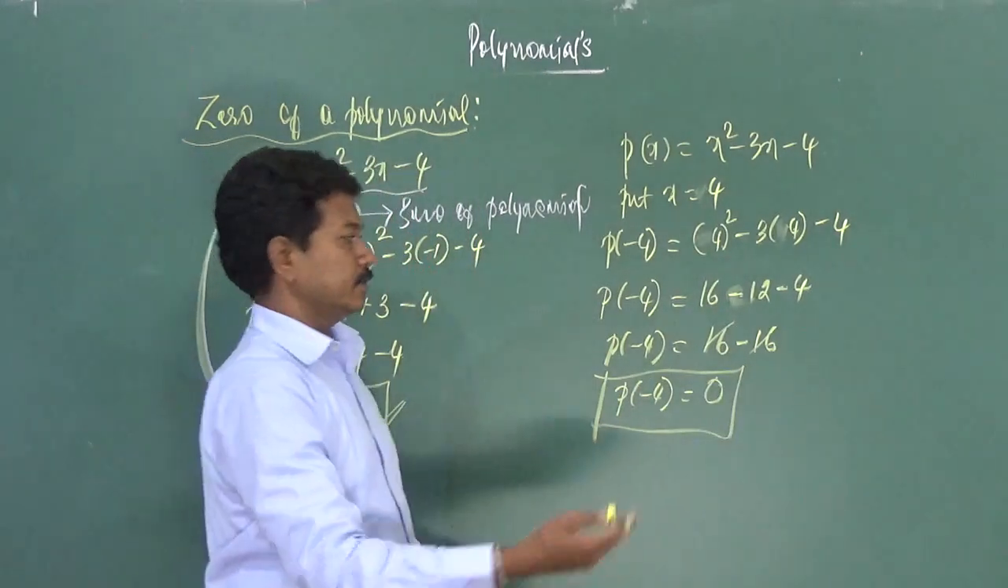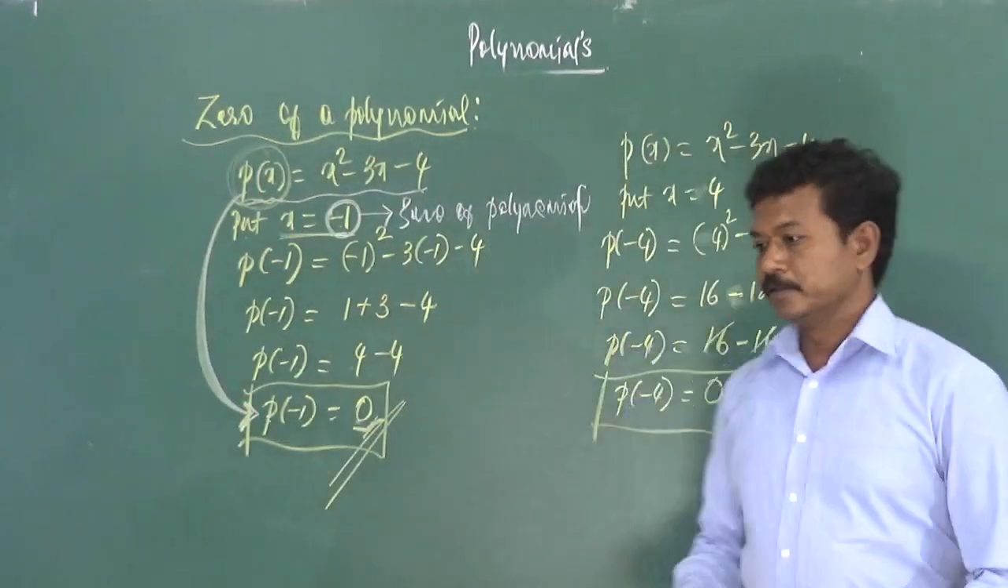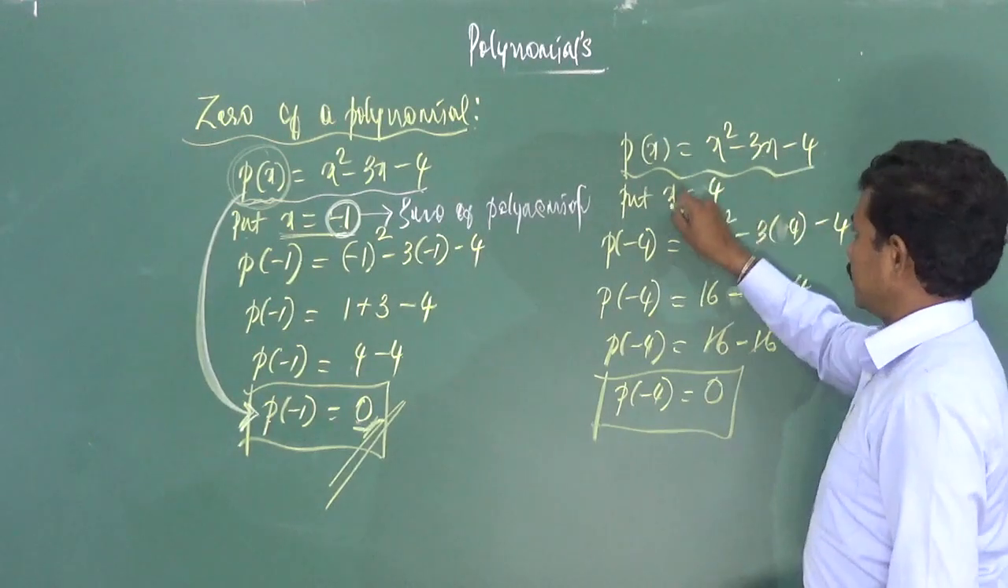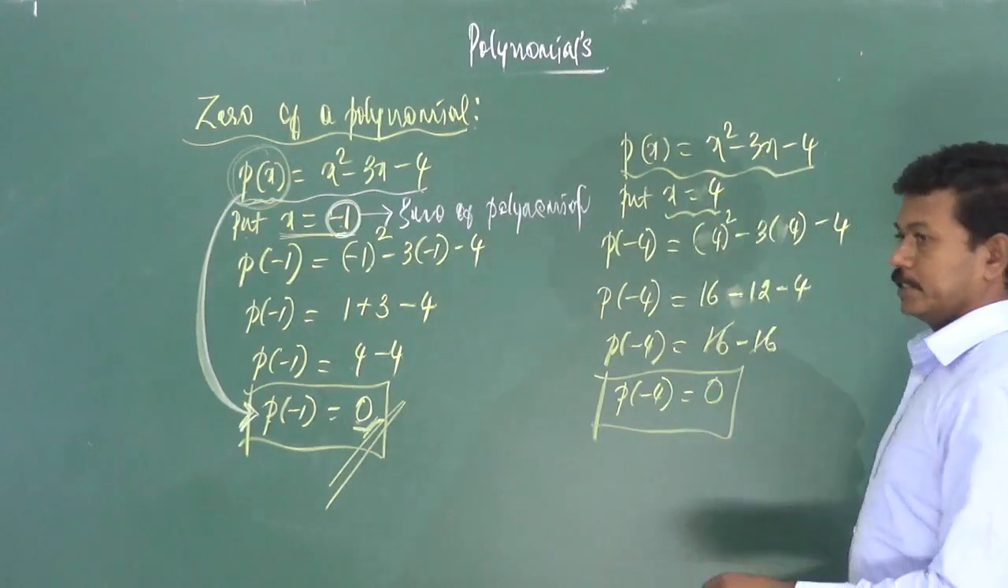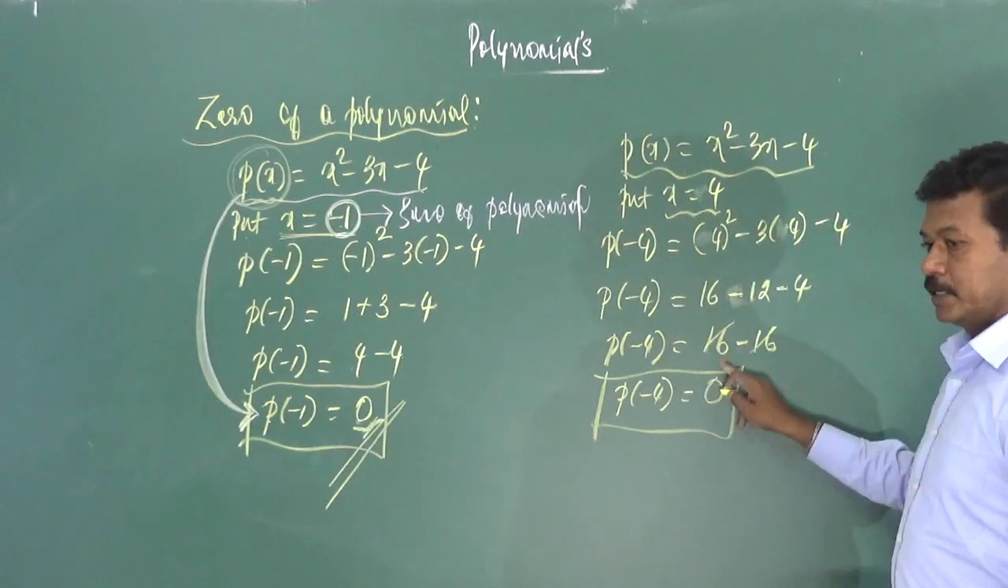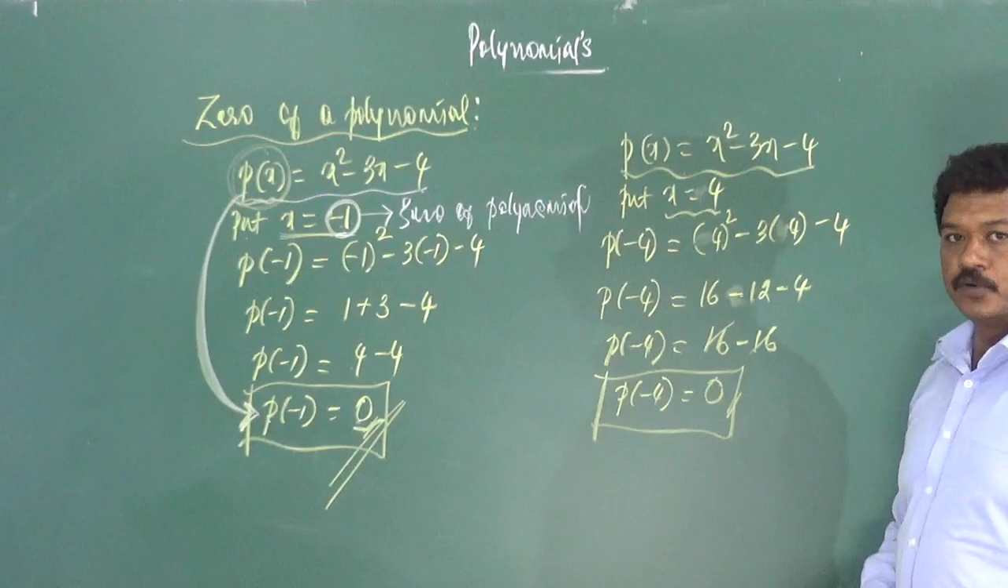So again the things repeated here. What happened here is, you were given a polynomial and you are asked to substitute the value of x which is equal to 4. When you substituted the value of 4 in the polynomial and you simplified that, at last you have got 0 as the answer.